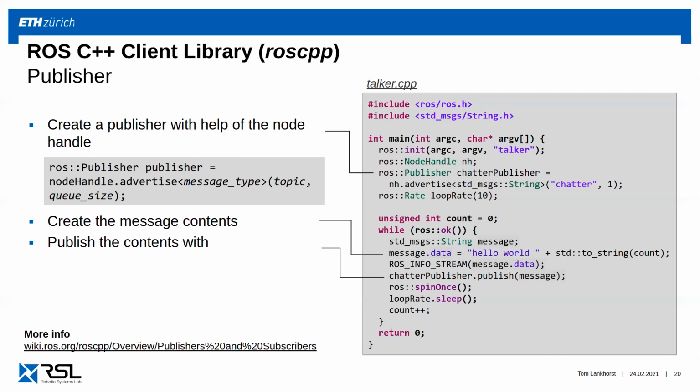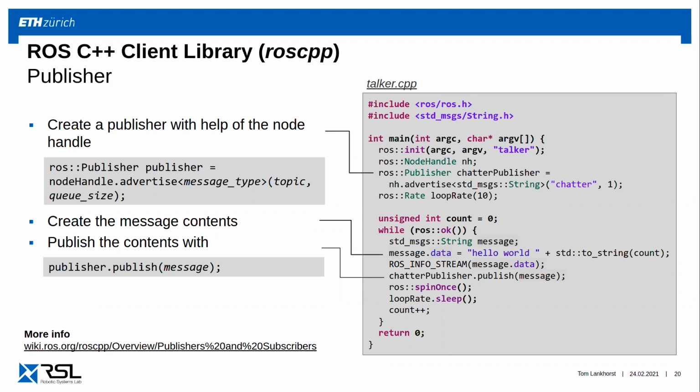Next, we will be publishing the actual message by calling the publish method on the previously created chapter publisher with the message variable as the first argument. And now again, we call ROS spin once because the ROS node has to do housekeeping in the background. We call sleep on the loop rate again to make sure that the while loop sleeps exactly long enough to make sure that a 10 Hz rate is achieved. And we increment the count variable and repeat.